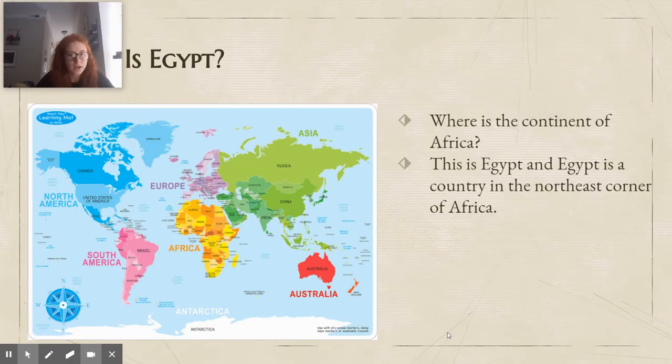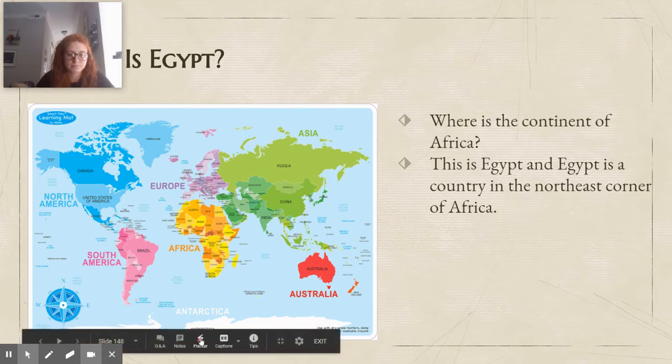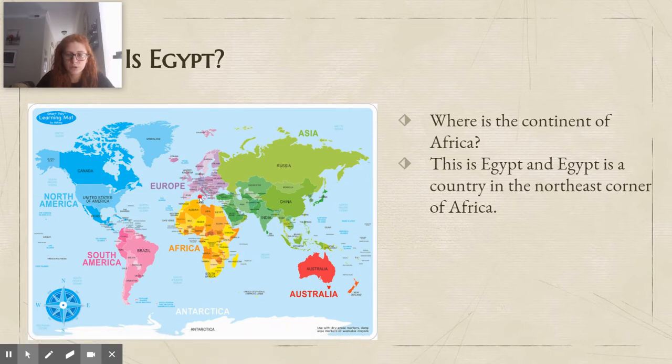All right, where is Egypt? Where's the continent of Africa first? Let me get my pointer. This one, the one that is yellow and orange. Okay. And where is Egypt? Remember, Egypt is the country in the northeast corner of Africa. So it's right here. Very good.